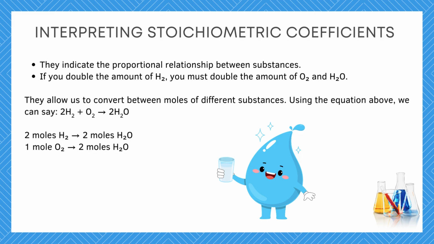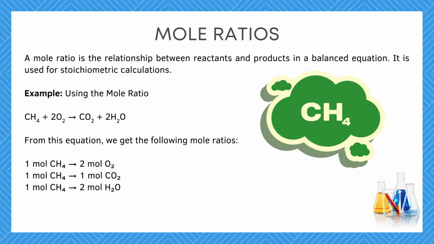Using the equation above, we can therefore say that 2 moles of hydrogen gives 2 moles of water. From the equation, you can see there are 2 moles of hydrogen there, and then 2 moles of water are produced. So that equation tells us that 2 moles of hydrogen are required to produce 2 moles of water. In the same way, that equation also tells us that 1 mole of oxygen is required to produce 2 moles of water. I hope the explanation is clear.